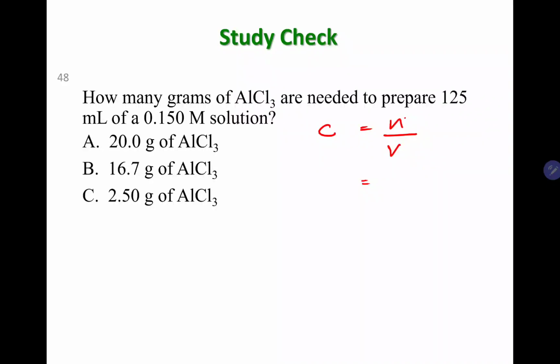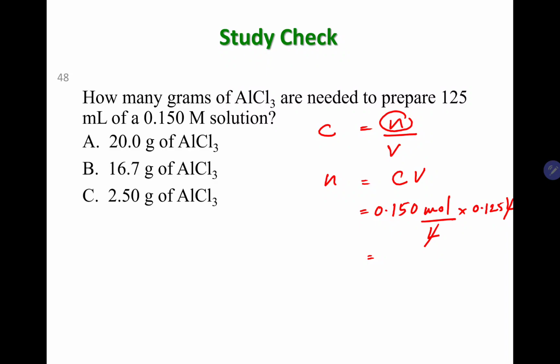We need to figure out N first because they're asking for the grams. To calculate grams, you need to have the number of moles. So we have to figure out N, which is basically CV. The concentration, or the molarity, is given, which is 0.150 moles per liter. And then the volume is given, which is 125 milliliters. We don't need milliliters. Convert it into liters. How do you convert milliliters to liters? Divide by 1000. So it is 0.125 liters. You will see that liters cancel out, and you will have the number of moles here.